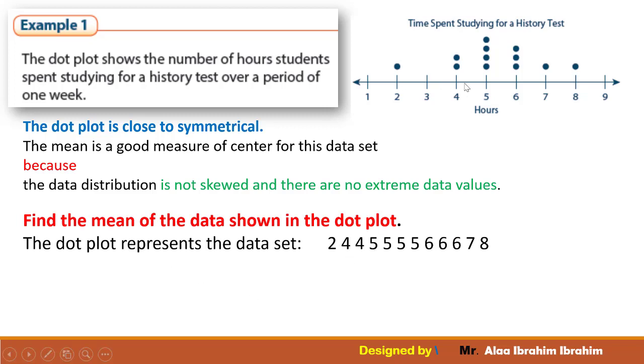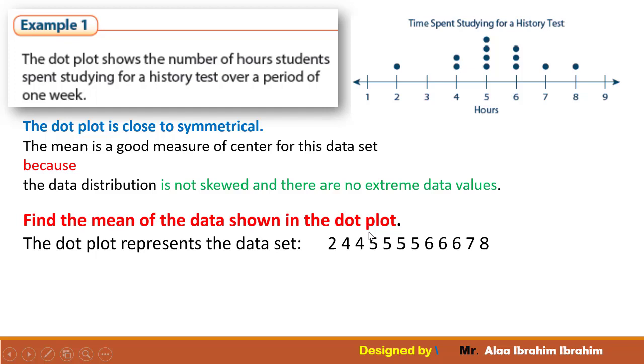I write the numbers: one 2, two 4s, four 5s, three 6s, one 7, and one 8. This is the idea, and we're starting our lesson at this moment. I put my numbers in order like in the previous lessons. Then I have to find the mean.